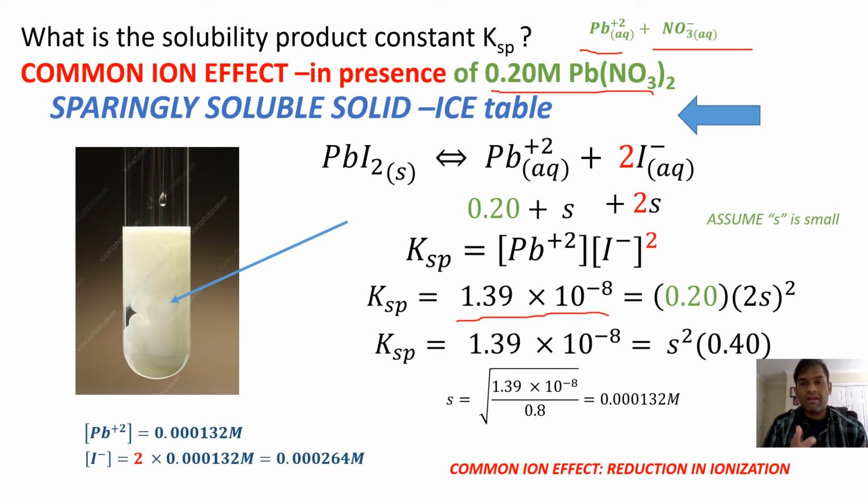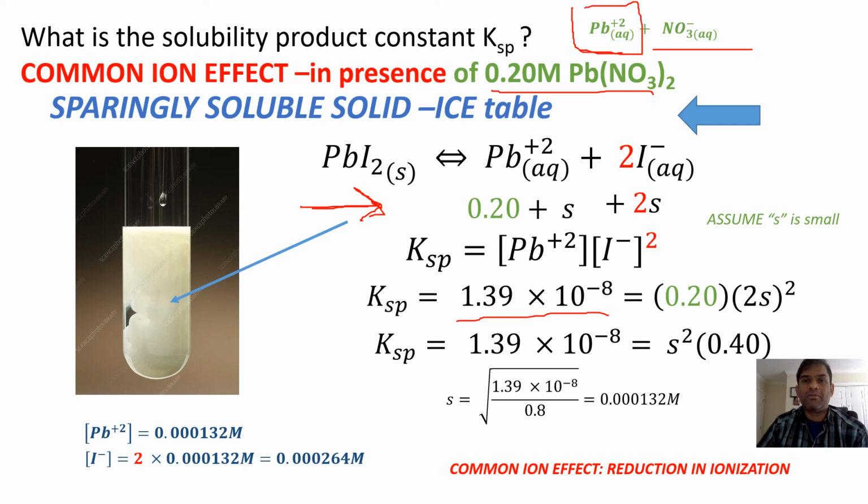But I want to bring your attention to the fact that the Ksp, which we looked up in the book, is very small at 1.39 times 10 to the minus 8. So any type of reaction that goes in this direction to give us the ions, very little of it is going to come from the reaction going to the right-hand side. Very little of it is coming from the reaction going in this direction. Most of the Pb²⁺ that's dissolved is going to come from the lead(II) nitrate.